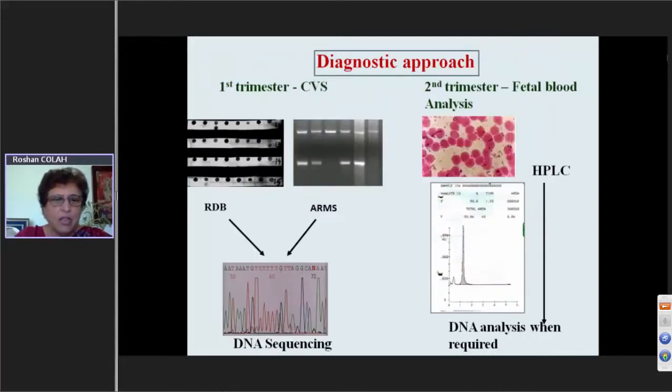You do either an allele-specific amplification like ARMS or a reverse dot blot hybridization where you can look at several mutations in one step. And after that, if the mutation doesn't get identified, you can go and do a DNA sequencing. This is what is done in the first trimester after chorion villus sampling and DNA analysis. If the couple comes late, you can still do at 18 weeks or 19 weeks a fetal blood analysis.